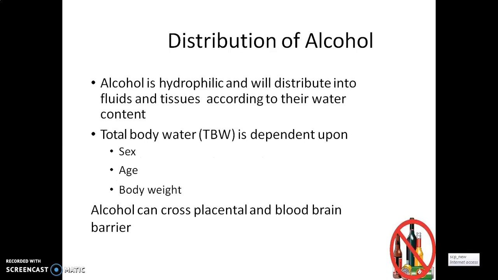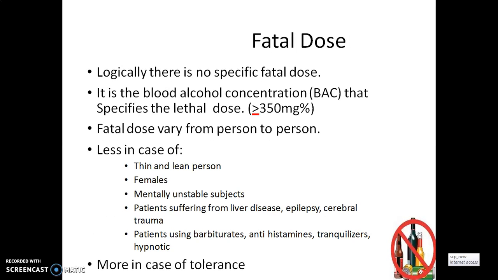Distribution of alcohol: as alcohol is hydrophilic, it distributes into the fluids as well as tissues according to their water content. Total body water is dependent on age, sex as well as body weight. Alcohol can cross the placenta as well as the blood-brain barrier.